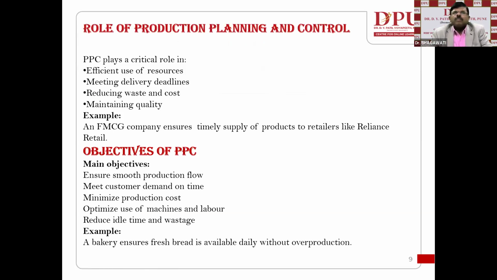The role of production planning and control plays a very critical role. Without production planning and control, an organization will not survive, and will not work in a systematic way. It plays a very, very critical role in the efficient use of resources, optimization of resources, meeting the delivery deadlines, reducing the wastages, minimizing the cost, and ultimately maintaining good quality.